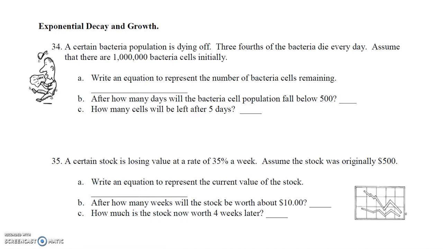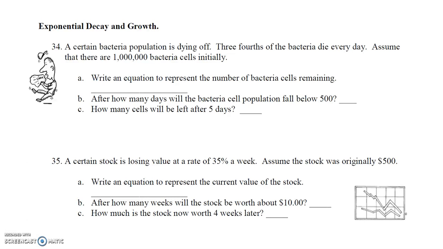All right, we're starting with number 34. It says a certain bacteria population is dying off. 3/4 of the bacteria die every day. Assume that there are 1 million bacteria cells initially. Write an equation to represent the number of bacteria cells remaining. After how many days will the bacteria cell population fall below 500? And then how many cells will be left after 5 days?